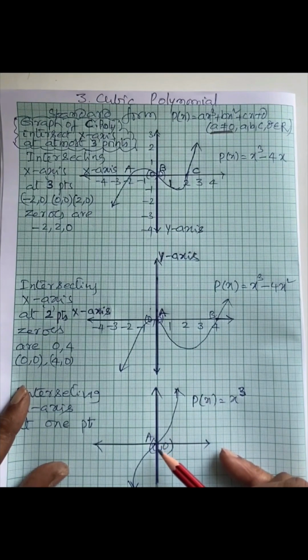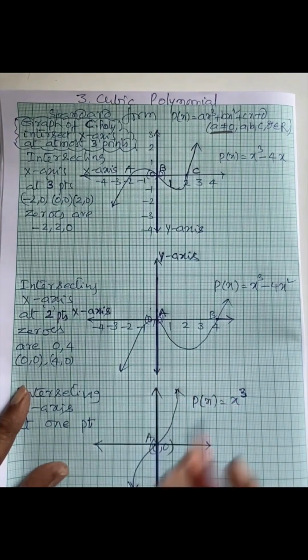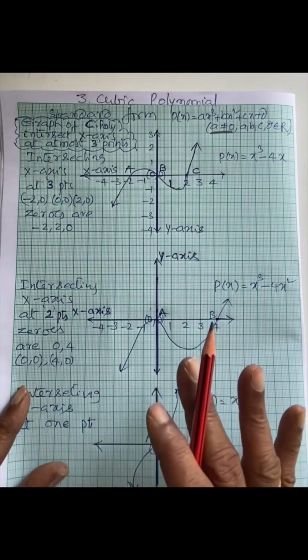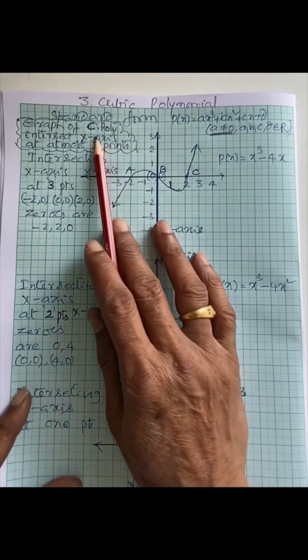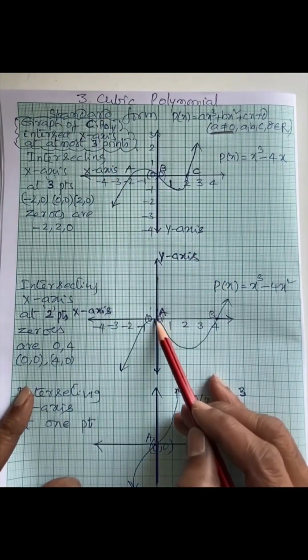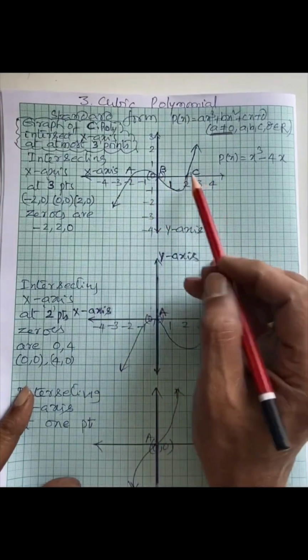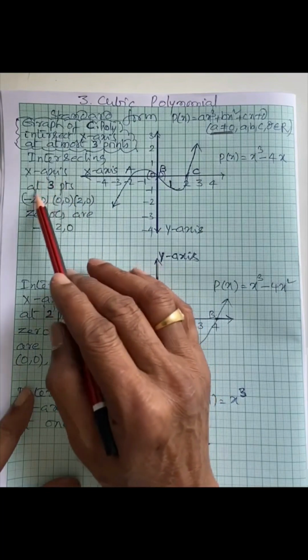You should remember, a quadratic polynomial will touch the x-axis at most 2 points. It may touch at 2 points, 1 point, or it does not touch the x-axis anywhere. But a cubic polynomial will definitely touch the x-axis at 1 point, 2 points, or 3 points, like this. Intersecting the x-axis at 3 points.